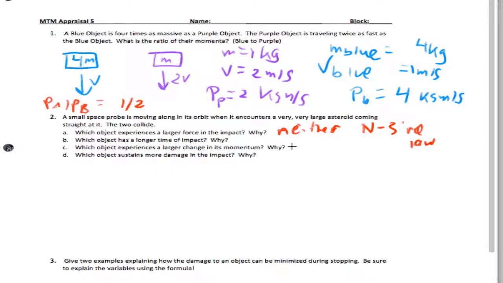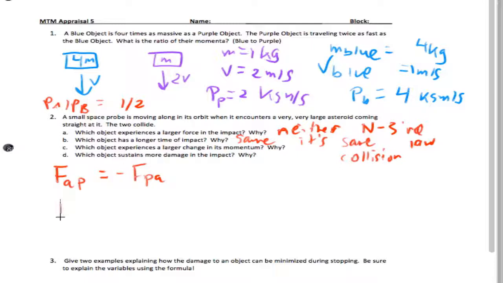Which one has a longer time of impact? Well, they're hitting each other. So what that means is that they completely and totally balance the times. I hit you, you hit me. Our time in contact is the same. It's the same collision. Now, it turns out what this means is that F on the asteroid from the probe equals F on the probe from the asteroid, and they're negative.